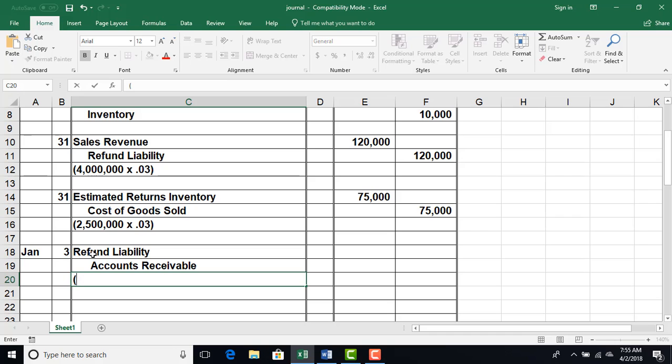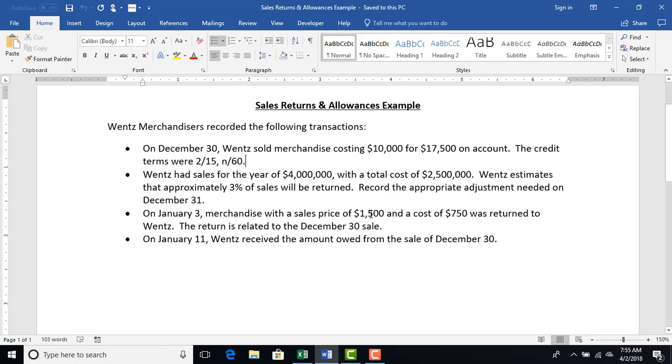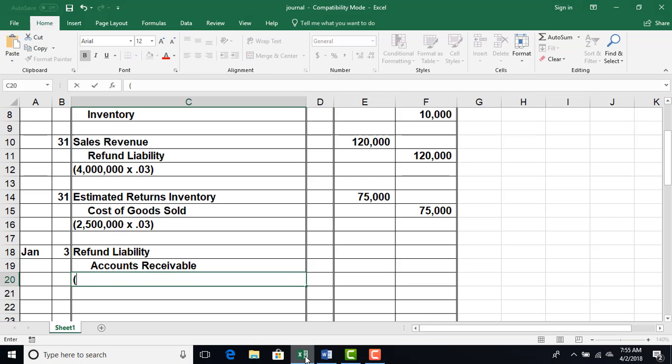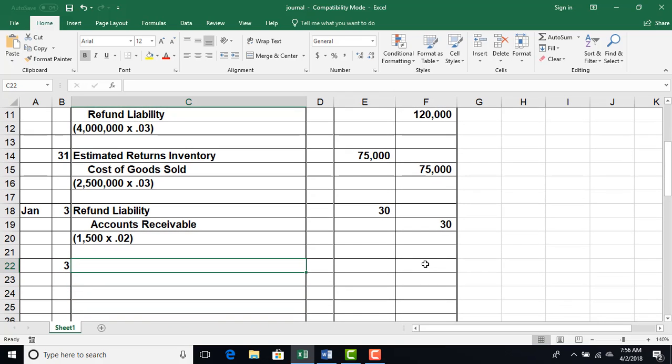The amount for this one, if I flip back here and see the amount, it tells me it had a sales price of $1,500. Remember, we took that 2% off of there, so it'll just be $1,500 times 0.02, which results in an amount of $30. So a debit to refund liability and a credit to accounts receivable for $30, and then I have to do one more journal entry to put this inventory back.